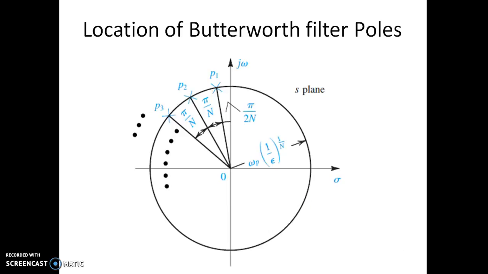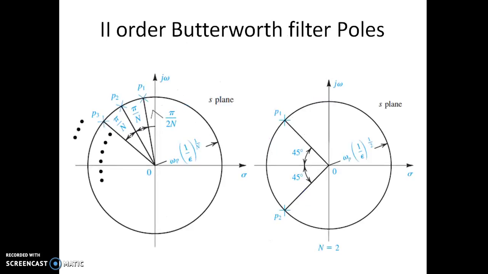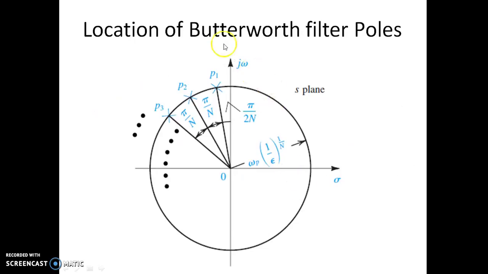Now this is how to locate the pole positions, the location of Butterworth filter poles. So we know that if the order is N, we are supposed to have N poles located on the left-hand side of the S plane. The first pole will be located on the circumference of this circle.